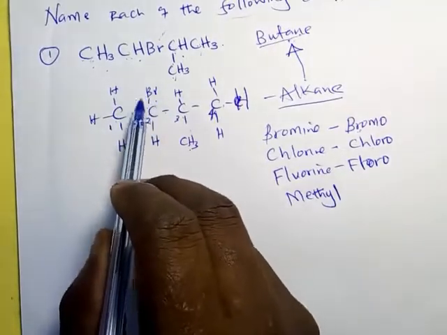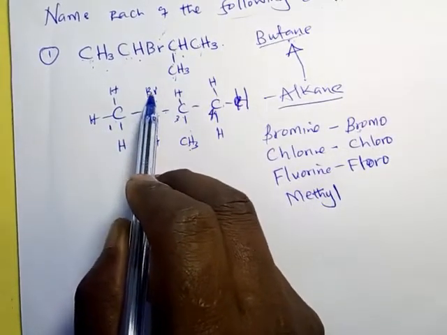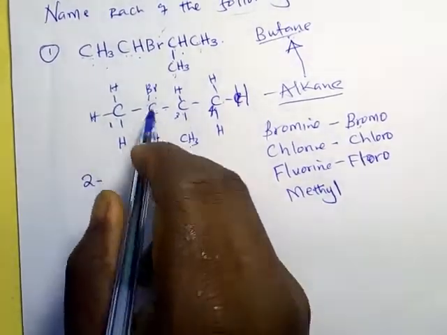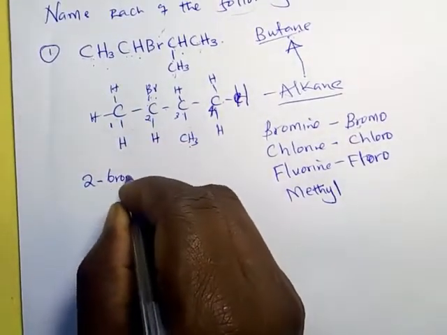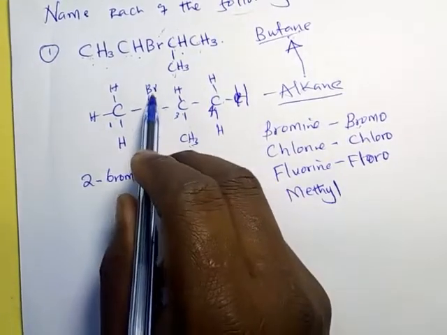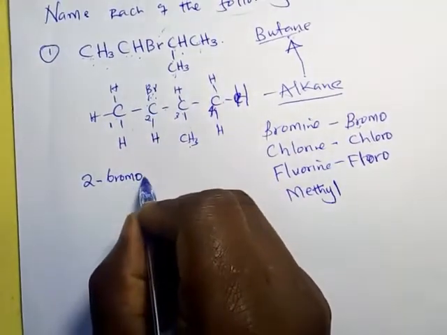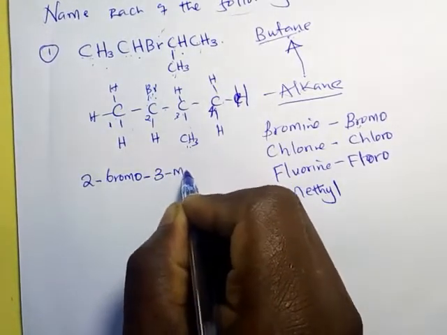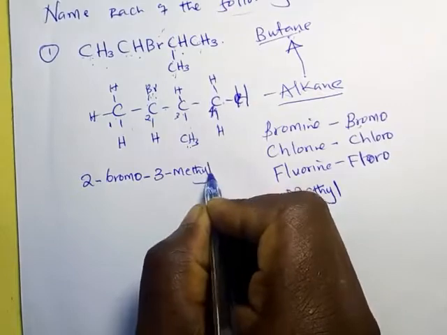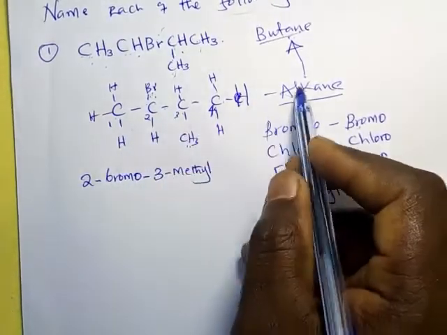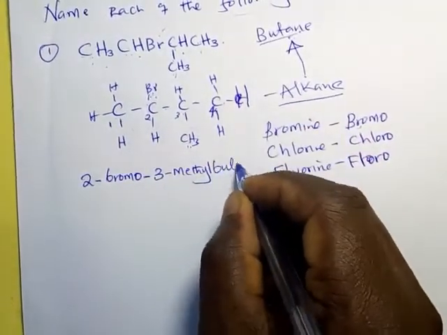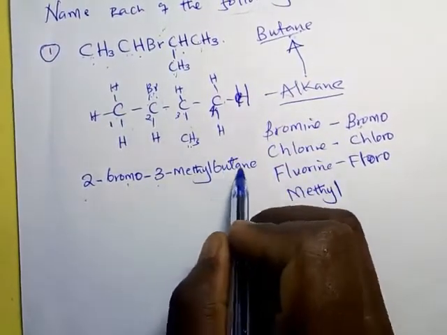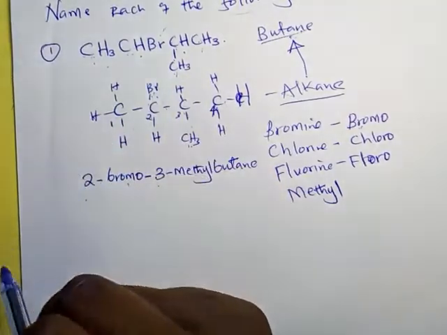So now you can see we have a methyl group on the alkane. Therefore, this halogen is found on carbon number 2. Because it is bromine, we write 2-bromo, then dash 3-methyl. And then the parent name now is butane. So 2-bromo-3-methylbutane is the name for this compound.